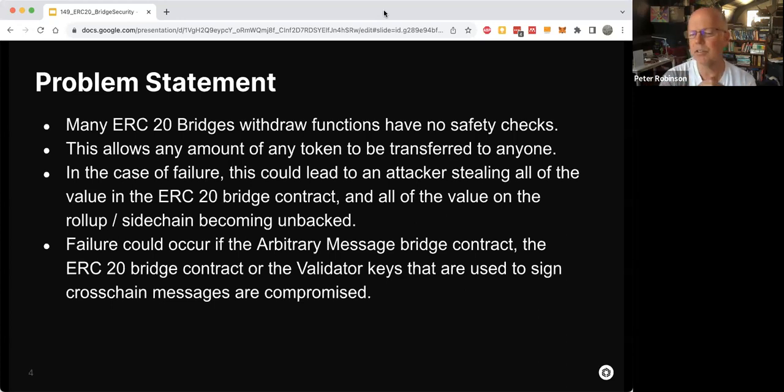So many ERC20 bridges have withdrawal functions that have no safety checks, and this allows anyone to transfer any amount of any token in the case of some sort of failure condition. You could imagine that an attacker could fake a withdrawal of some huge amount of money. And invariably this is what happened. The failure could happen in the ERC20 bridge contract on the destination chain, the target chain, or it could be in the arbitrary message bridge somewhere. So there's a whole stack of places where you could have an issue.